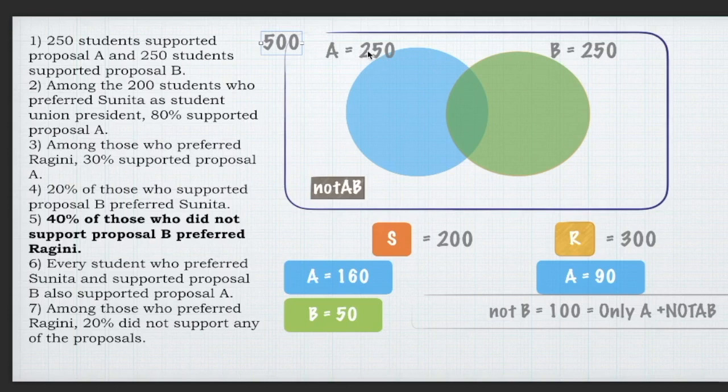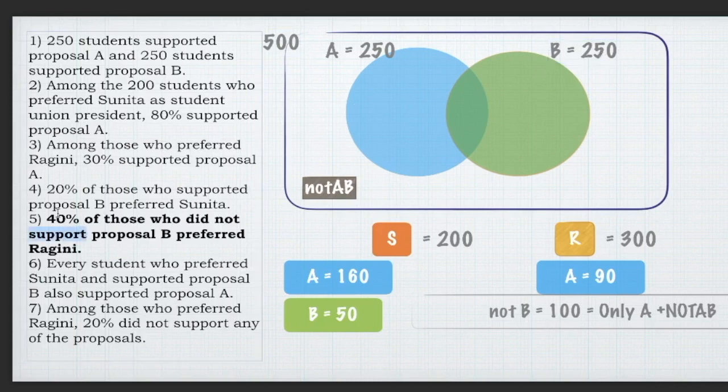But no, I'm talking about that 250 which is made up of only A and not A and B. Because only A are the people who do not support B, as well as these people who support neither are also part of those people who do not support B. So I know this number is also going to be overall 250, simply 500 minus 250.